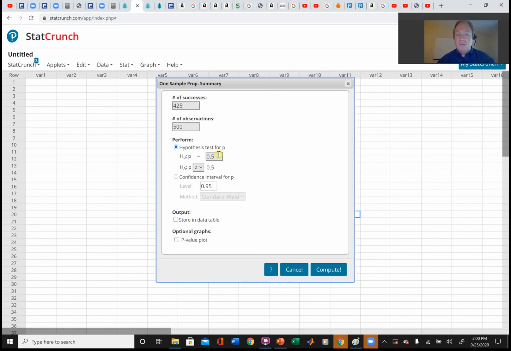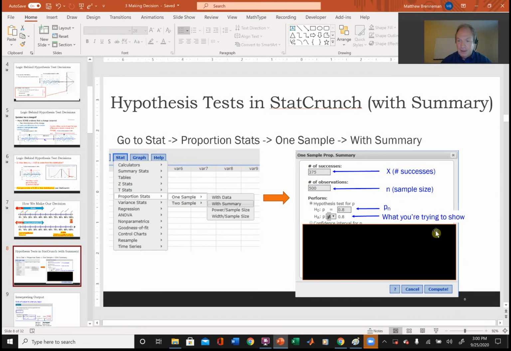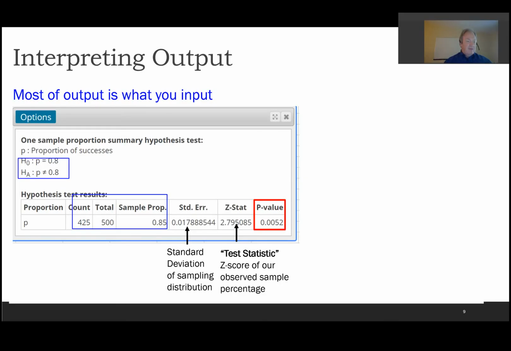Now I'm going to enter my hypothesis test. So I'm going to enter the value under the null hypothesis, which is 80%. And I'm testing that the percentage, that it's not 80%. And then I click compute. And what I want to do now is examine the output and talk a little bit about that. And again, you can go through and follow along here, or it's always best to work along on the computer, but you have that as kind of a cheat sheet.